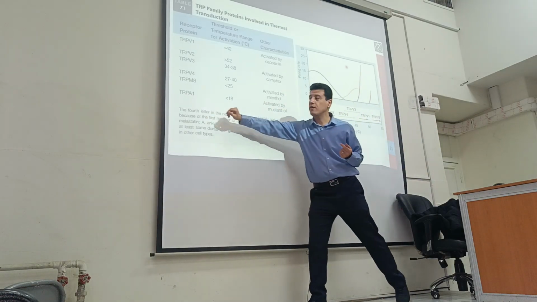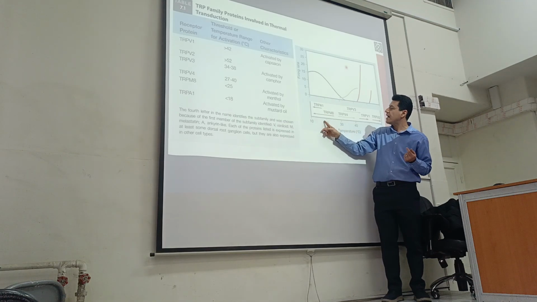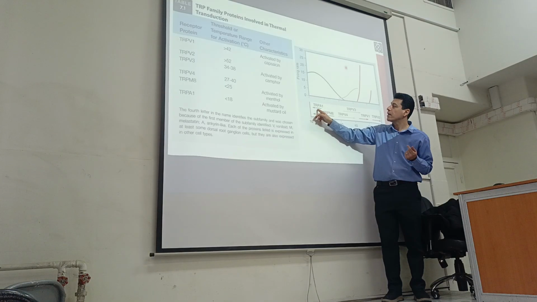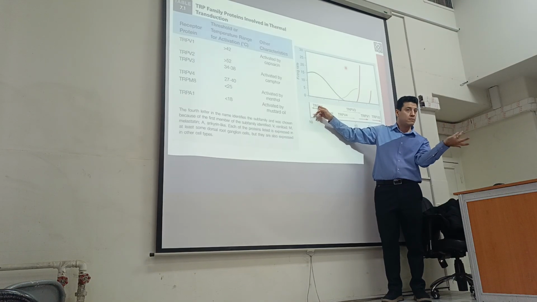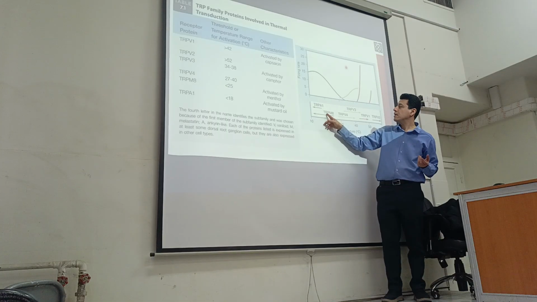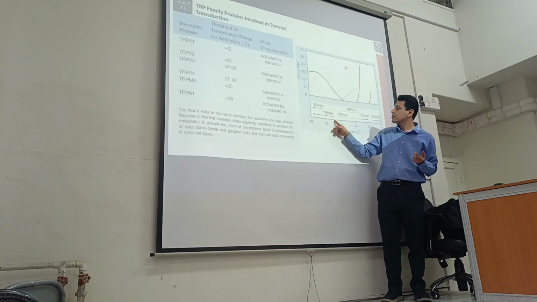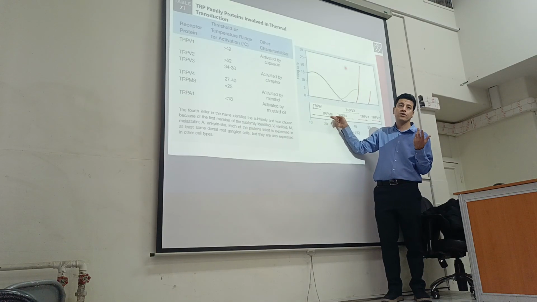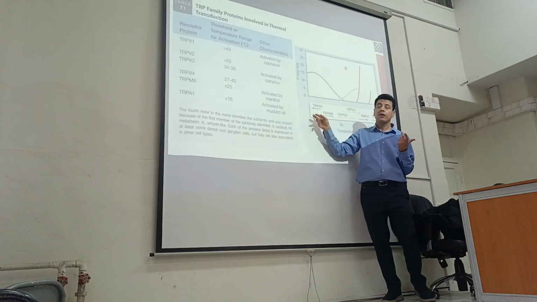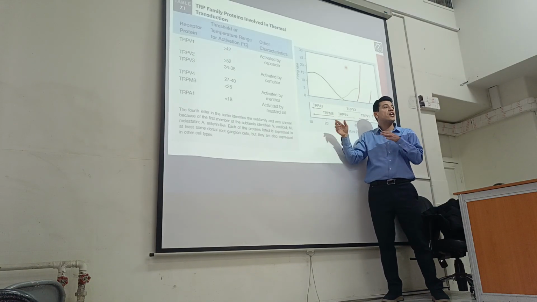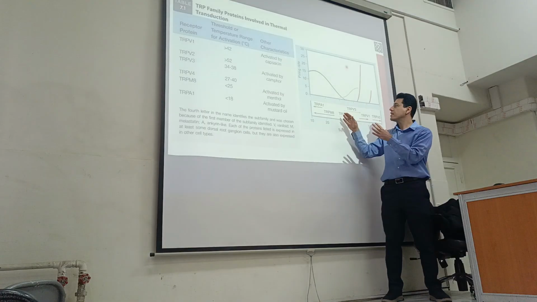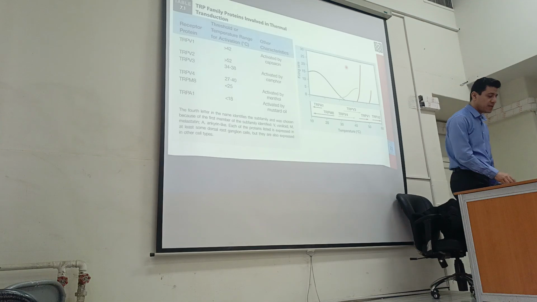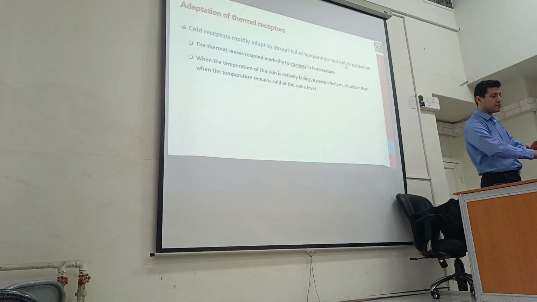Yeah, TRPA1. So you can see that at about 18 degrees Celsius or less, it's active, it's open, right? But TRPM8 at about 25 degrees Celsius, it opens and it remains open if temperature goes down, right? So in this range of temperature, this channel is open, but other channels are closed, right? So based on these ion channels, we may have activation of thermal receptors.